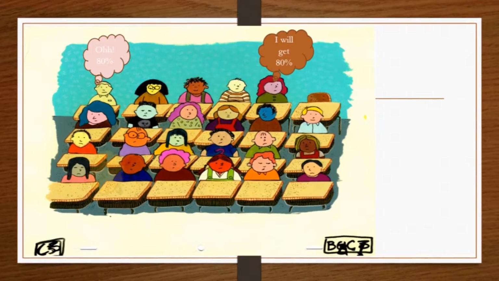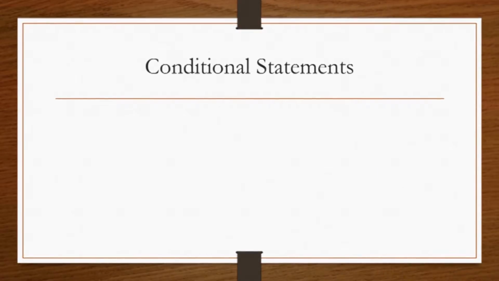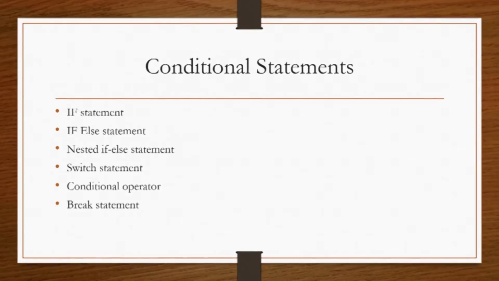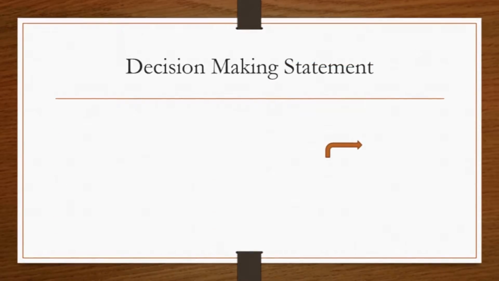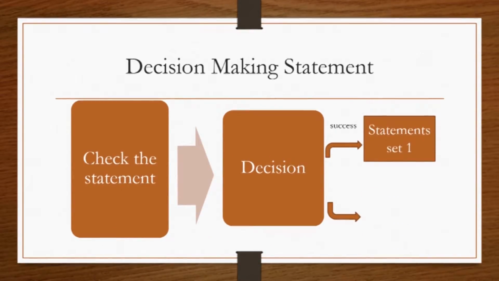Now, if we want to create a program for that, then how can we write the code? Here, we use some conditional statements such as if statement, if-else statement, nested if-else statement, switch statement, conditional operator, break statement, continue statement. The decision-making statement checks the given condition and decides which block of statements to execute after success or failure of the condition.